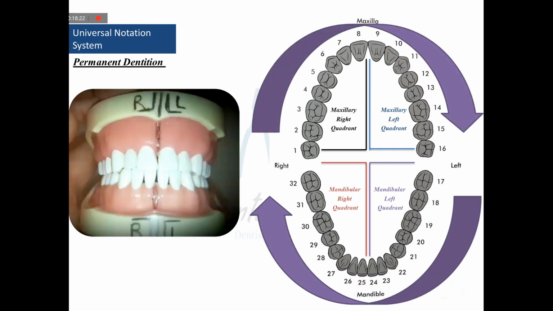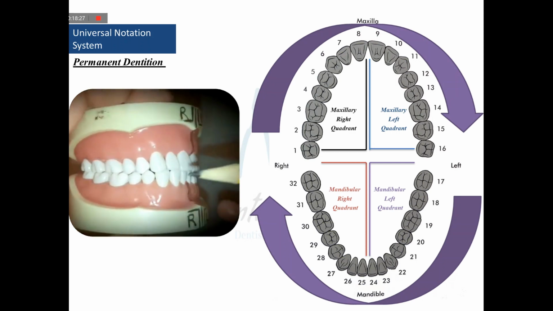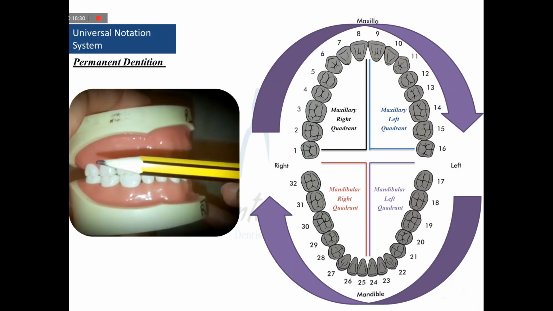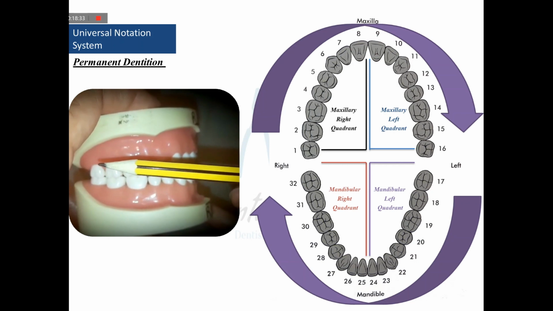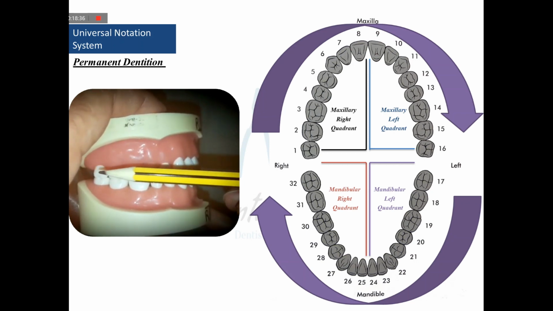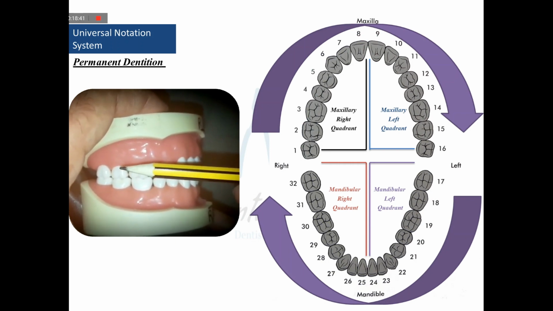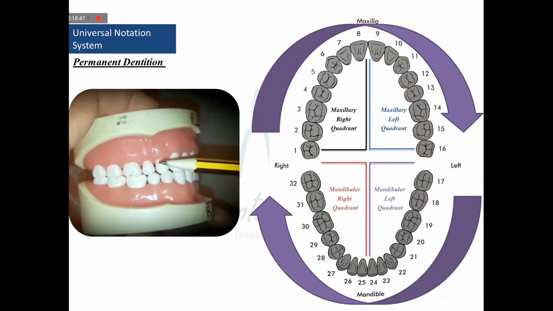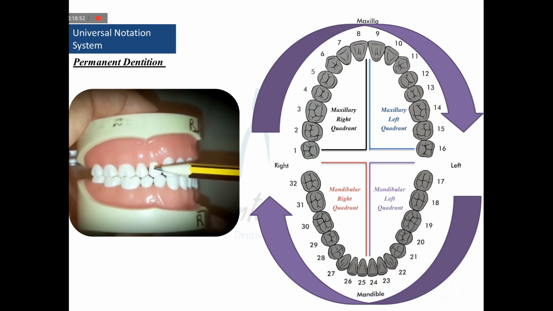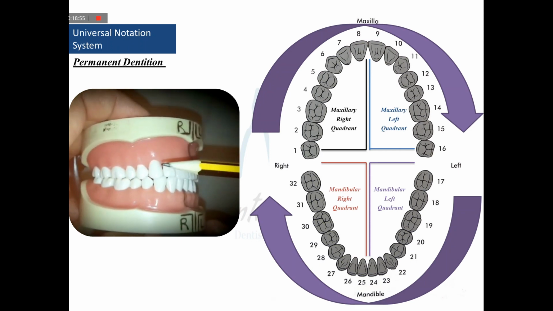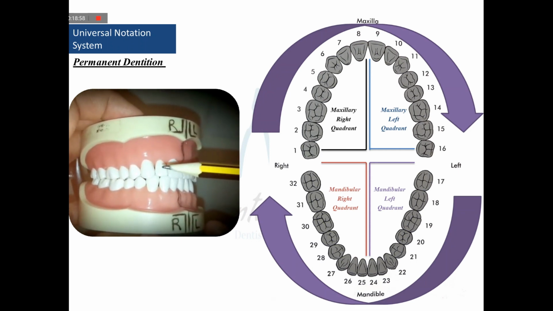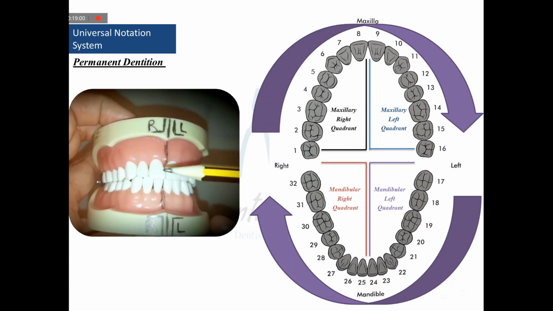Now let's go through the video animation and see how we count the teeth in the patient model or in the patient directly. Starting from the third molar on the right hand side, which we mark as number 1, we continue towards the midline, marking the second molar of the upper right as number 2, the first molar as number 3, the second premolar as 4, the first premolar as number 5, the canine as number 6, the lateral incisor as 7, and the central incisor of the upper right hand side as tooth number 8.